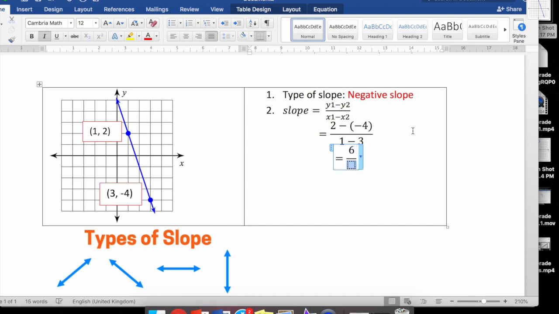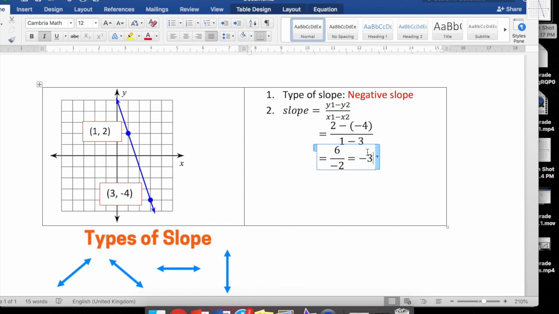In the denominator, 1 minus 3 is negative 2. It is negative 2 because the 1 is smaller than the 3, so we subtract them, and then we keep the sign of the 3, the negative sign, because 3 is bigger than 1. And then once you have 6 over negative 2, you can simplify that fraction because 6 and 2 have a common factor. 6 divided by negative 2 is negative 3.